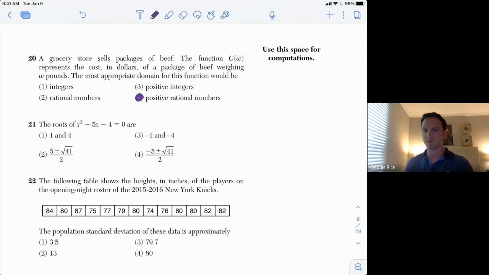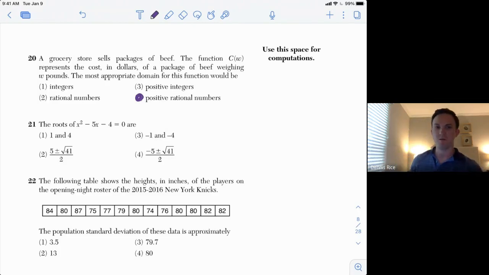Obviously, if you're throwing random packages of meat on there, it's going to be some weird decimal. Positive rational. Integers includes negative, no good. Rational includes negative as well, no good. Positive integers are only like 0, 1, 2, 3, 4, and so on. That wouldn't be a good scale to have. You'd be rounding everyone's weight either up or down. So positive rationals. This way we could have decimal amounts.